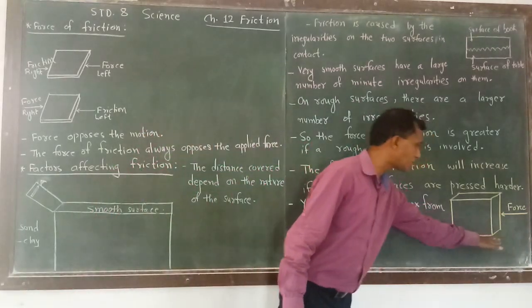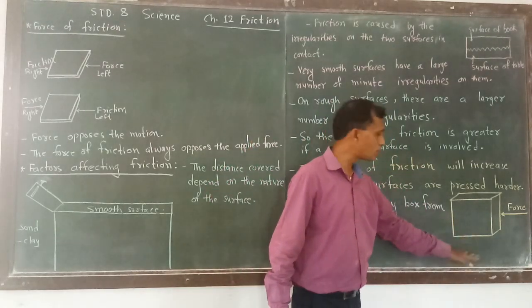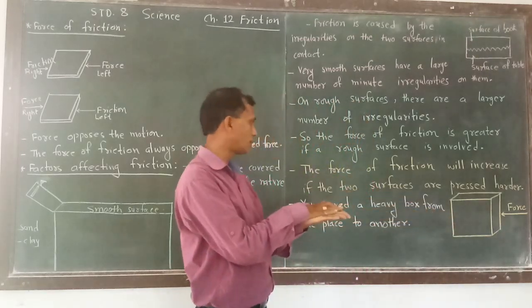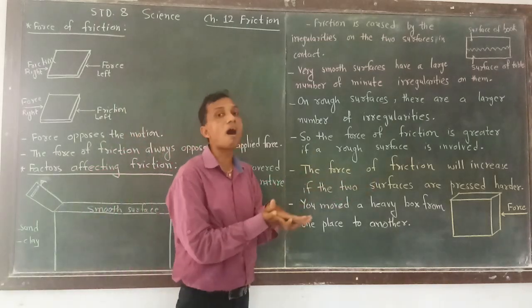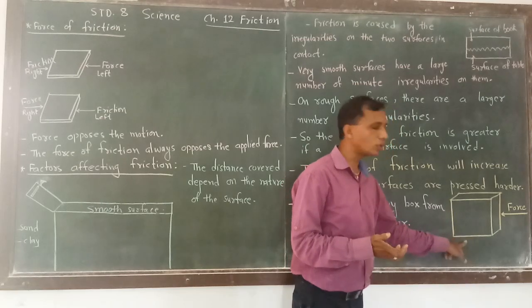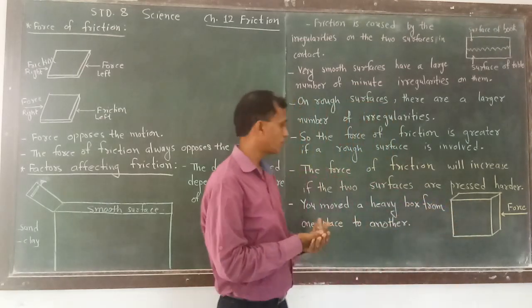Here the two surfaces, the box surface as well as the floor surface, are pressed hard against each other. So the force of friction will increase if the two surfaces are pressed harder. Since both surfaces are pressed to each other, more friction is produced.